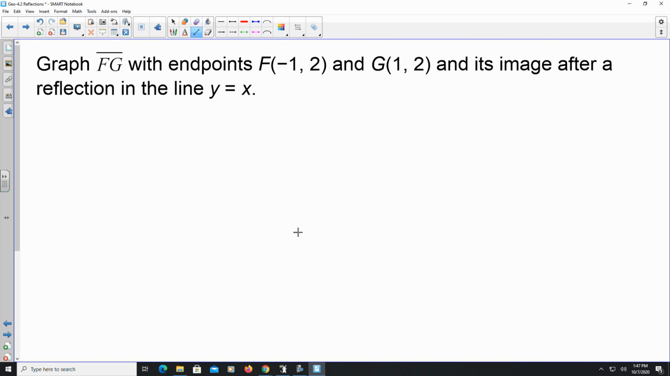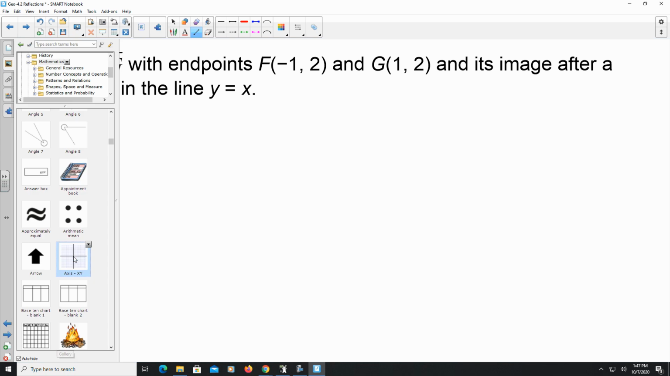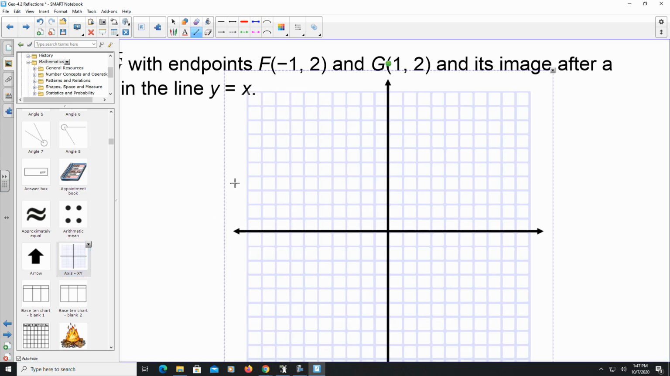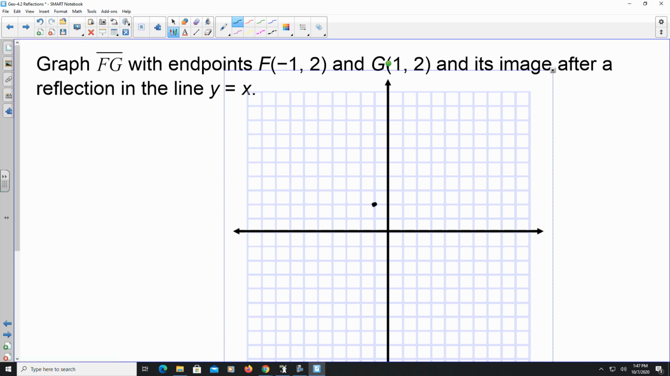But let's take a look at this one. It says I have a line segment FG with endpoints negative 1, 2 and 1, 2 respectively, and its image after a reflection is at line y equals x. So if I get out my graph again, let's plot F and G. Negative 1, 2 is F and G is 1, 2, which is right there. Oops. I don't know why I wrote it 2.